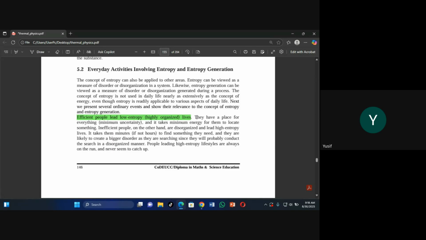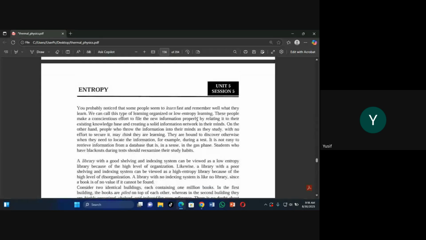People leading high entropy lifestyles are always on the run and never seem to catch up. So you need to put yourself in orderliness, a low entropy state.